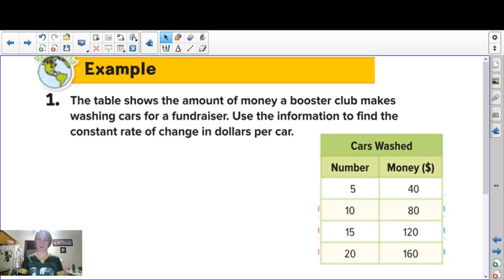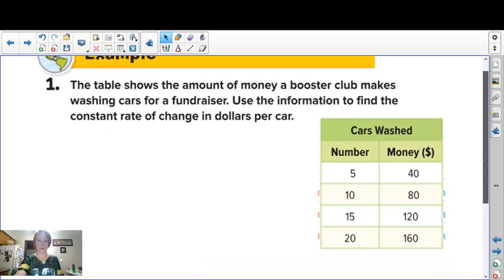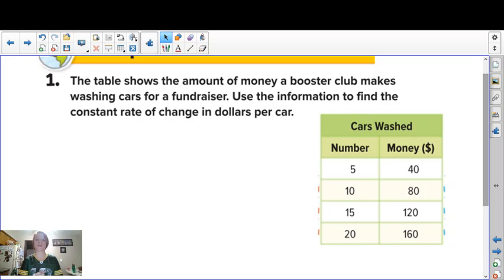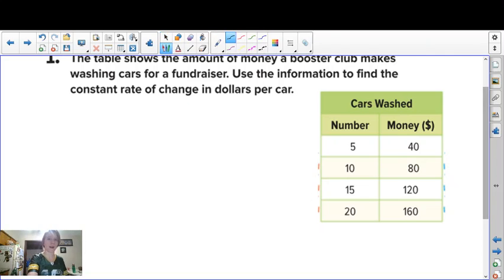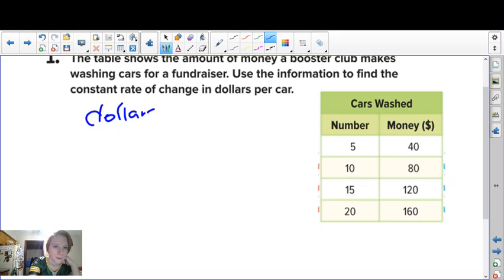The table shows the amount of money the Booster Club makes washing cars for a fundraiser. Use the information to find the constant rate of change in dollars per car. So since it's asking me to find my dollars per car, I essentially want my unit rate of this. How many dollars per each car?